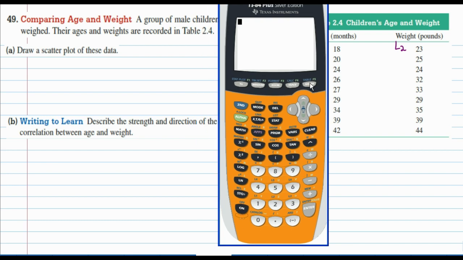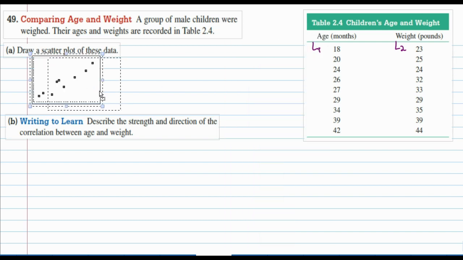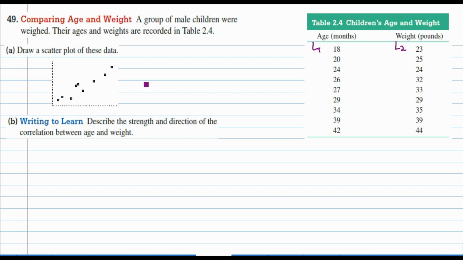Let's see, I turned my plot on, so I'll go graph, zoom 9. There's the scatter plot. It looks like it's got a pretty strong linear correlation, not as much as example 3 did, but still pretty strong. This one's positive though. It looks like a line that would pass through this data would have a positive slope. Describe the strength and direction of the correlation between age and weight.